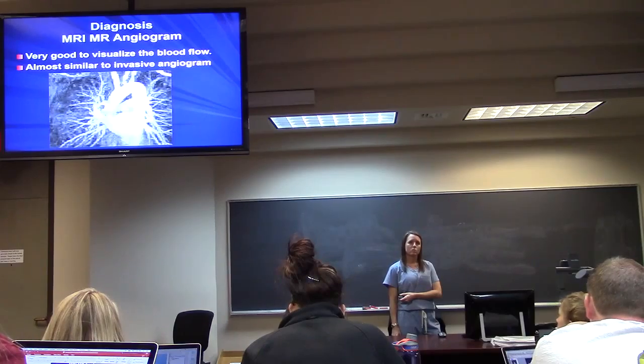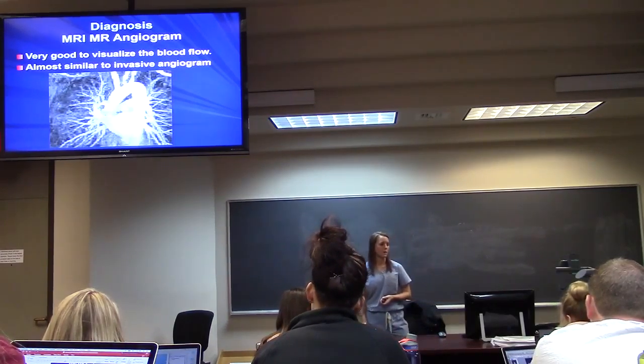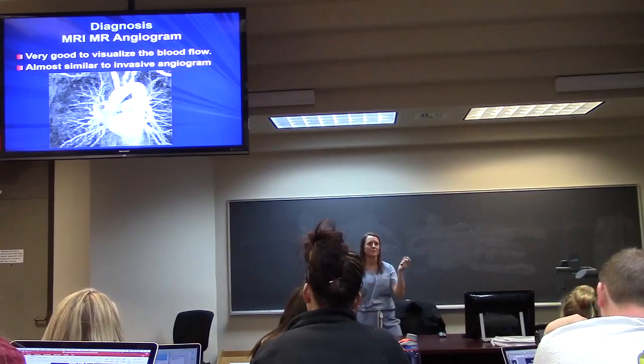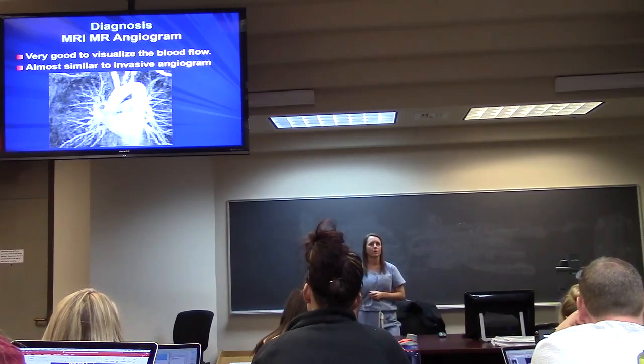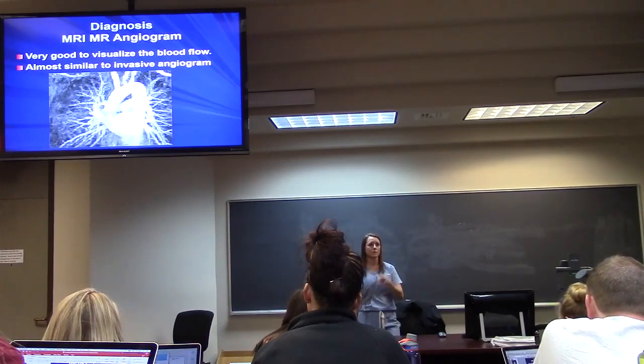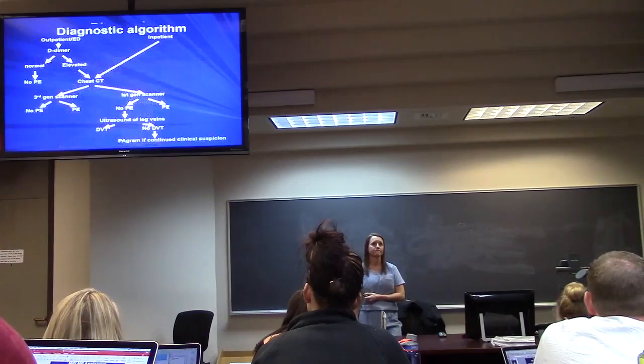MR angiogram, we don't use those here. I think that's probably going to be something that gets bigger. The thing with me is if I've got someone with a big PE, the last thing I want to do is stick them in an MRI for 30 minutes to find out if they've got one or not. CTs are quick and easy, and you get them off the back and in a good place instead of them coding in a CT scanner. But you can get an MRI, again, it maps out the vasculature, but it's very rare.